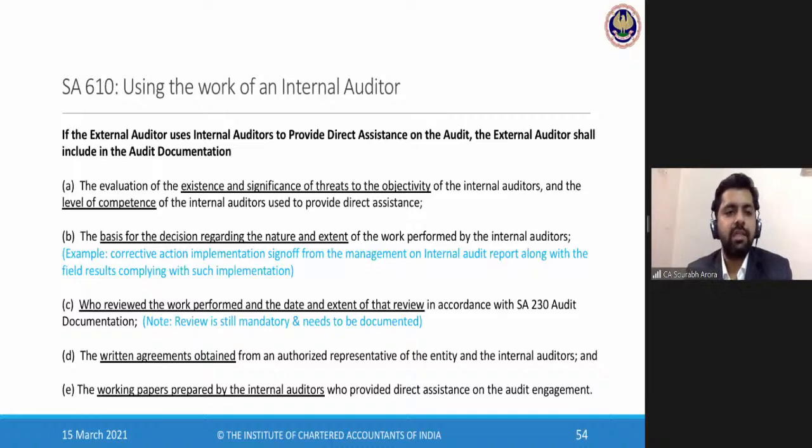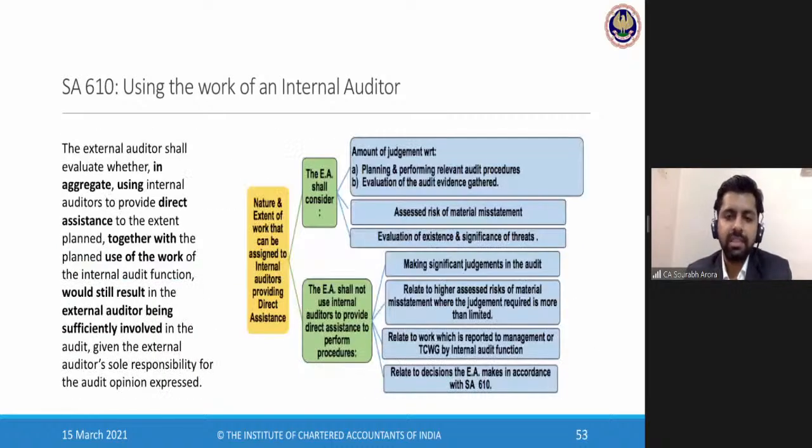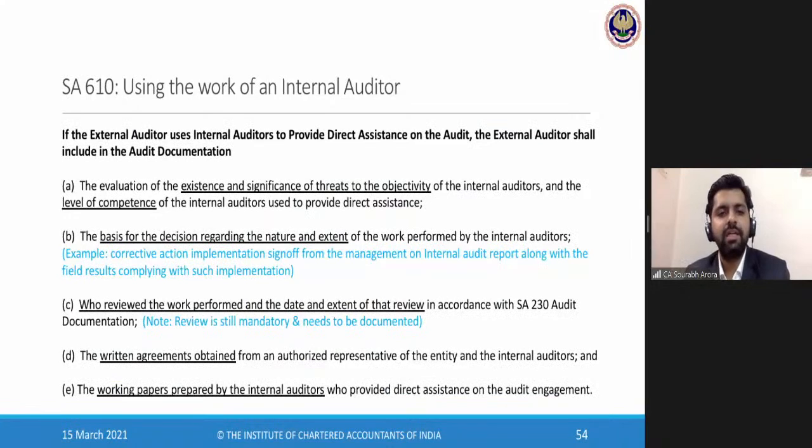And if the external auditor, using this criteria, determines that he will take assistance from the internal auditors, he shall include in the audit documentation the evaluation of existence and significance of threats to the objectivity of the internal auditor and the level of competence of the internal auditors used to provide direct assistance. So you will record the evaluation of existence and significance of threats and the level of competence, the basis of their decision regarding the nature and extent. So you will document the basis of the decision as well.